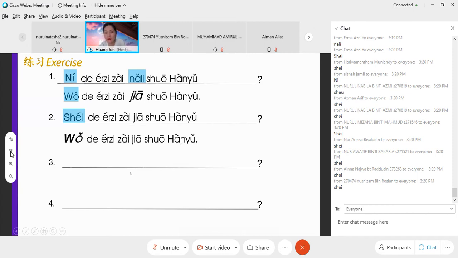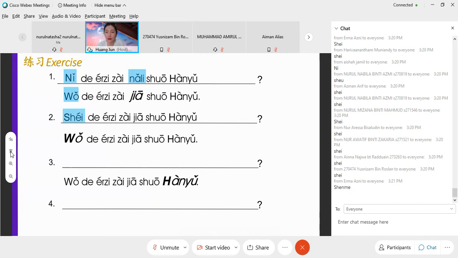Then number 3. You have to ask a question to 汉语. 汉语 is the word you need to ask the question about. So which word?